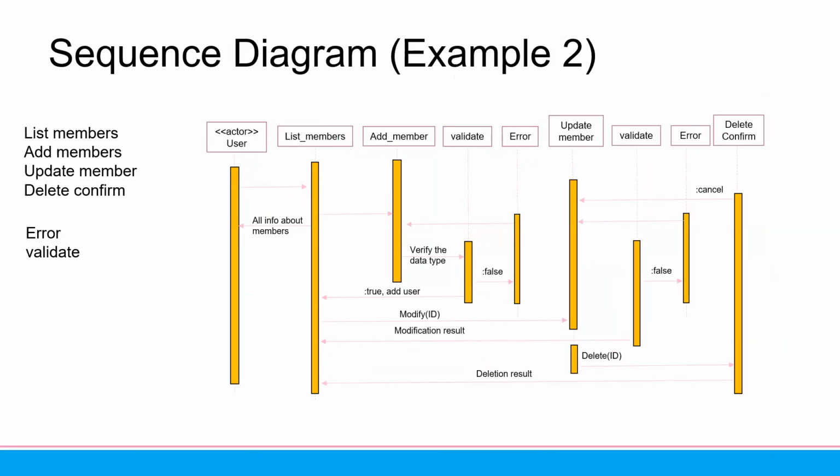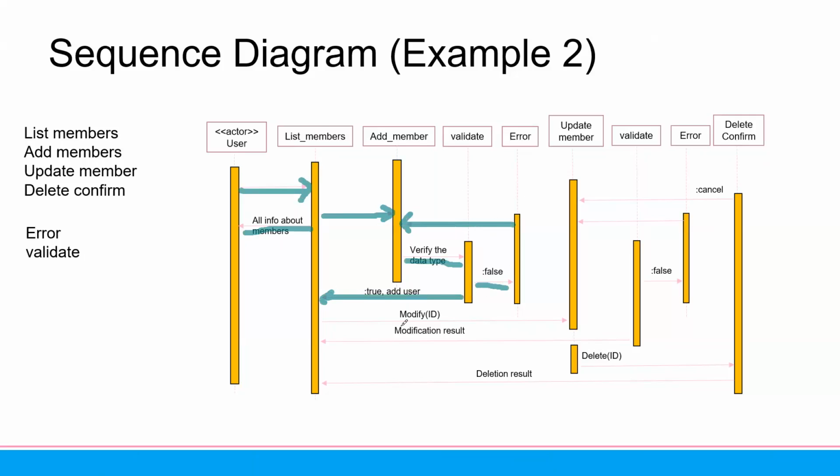So I give you several examples so you can have an idea how to draw your sequence diagram later. Here I have the user, and the user can see all the list of members, and it shows all info about the members. Let's say the user would like to add one member. Then first it will verify the data type. If it is false, then it goes to error and then gets back to this page. If true, then it goes back to the list member and adds the user.